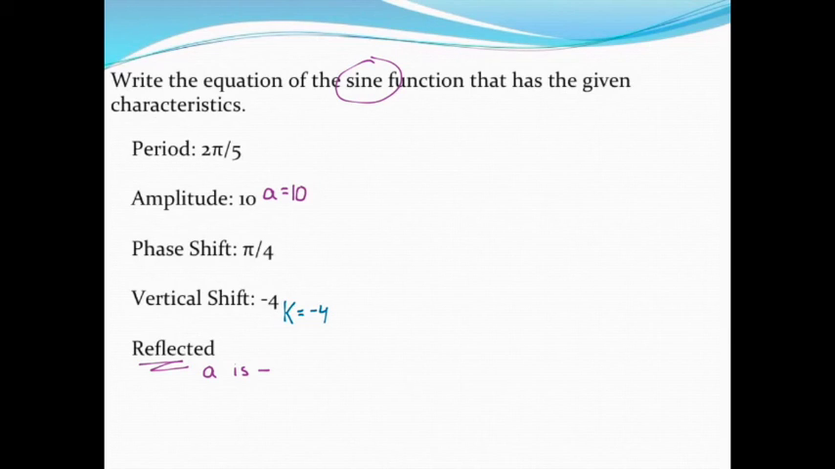Make sure you find the period first. The period, remember, will help you find the b value, but it's not the b value itself. Instead, just like we've done before, the period, which is 2 pi over 5, is equal to 2 pi divided by whatever the b value is.